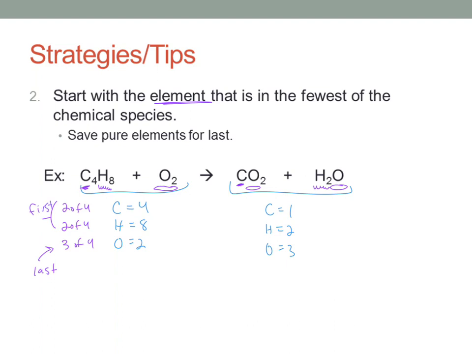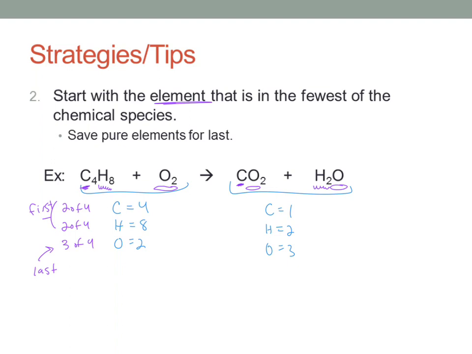Because oxygen is in so many things, when you start changing the number of oxygens in your equation, it's going to affect more species, and it's just going to be a bigger headache. It's not that you can't start with oxygen. You can. That's fine. It may be a little more roundabout. You may have to change something and then change it again later when you mess it up, and then it just might take you a little longer. That's all. It's not that you can't do it. It's just I recommend you save it for last because it's going to be trickier.